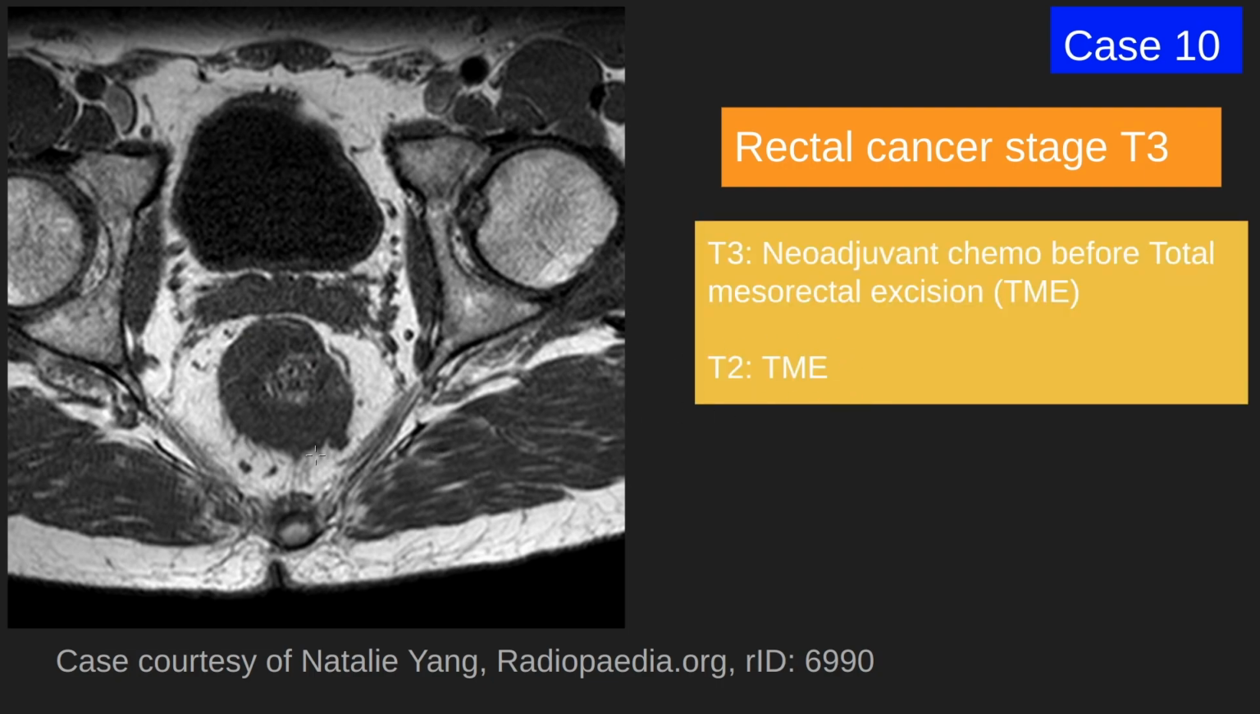If the tumor did not extend beyond the outer serosal margins of the rectal wall and was confined to the rectal wall itself, it would have been T2, and the treatment of choice for those patients is directly total mesorectal excision. Thank you so much for attending. That's all for today.